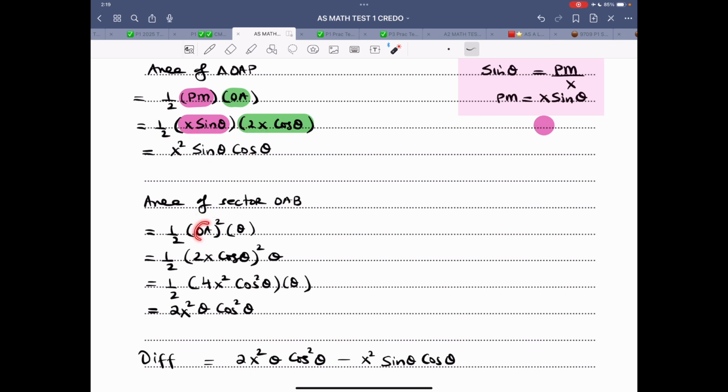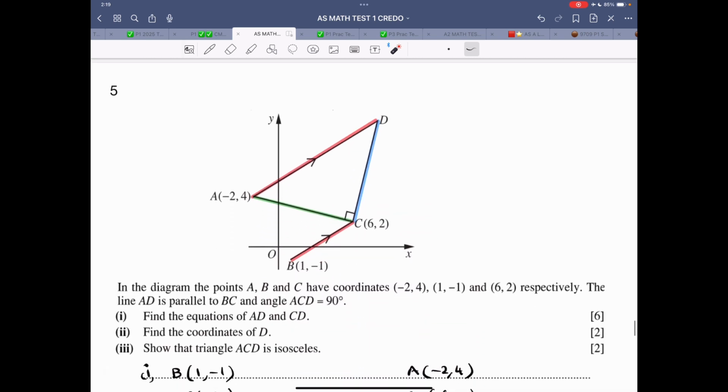Area of sector is half OA square theta, with OA as the radius. So 2x whole square, cos theta whole square, that is 4x square cos square theta. Theta remains as it is, and 4 and 2 cancel out. This is what you get. The difference is this much. I think there is a lot of space given.